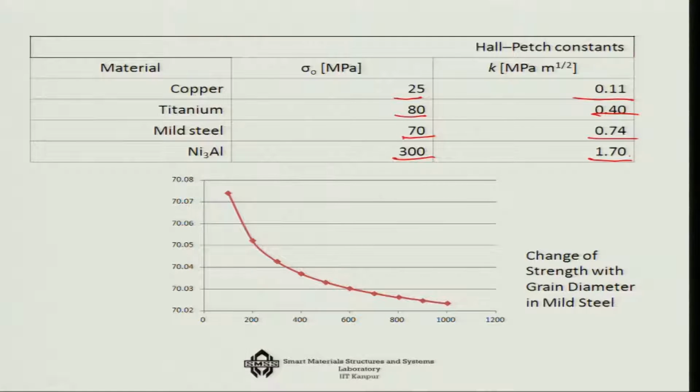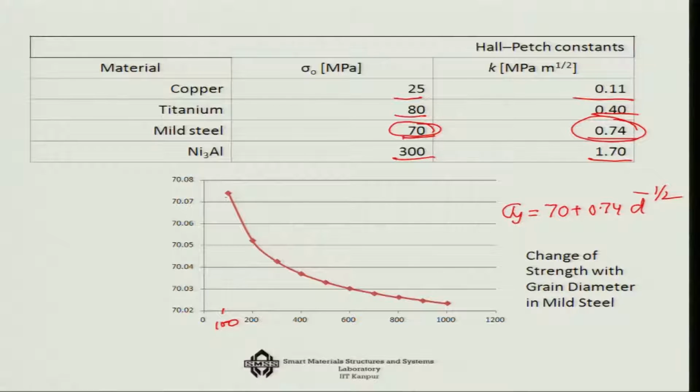Now, one important thing is that it is the K which determines how much effect D will have on the overall sigma y. Suppose I consider mild steel, with the grain diameter from about 100 nanometer to about 1000 nanometer, and I have taken the values of sigma 0 and K as 70 and 0.74, which means my sigma y is 70 plus 0.74 d to the power minus half, and I have given all these values.